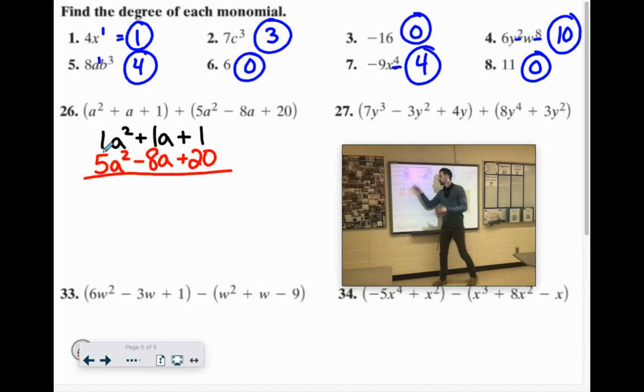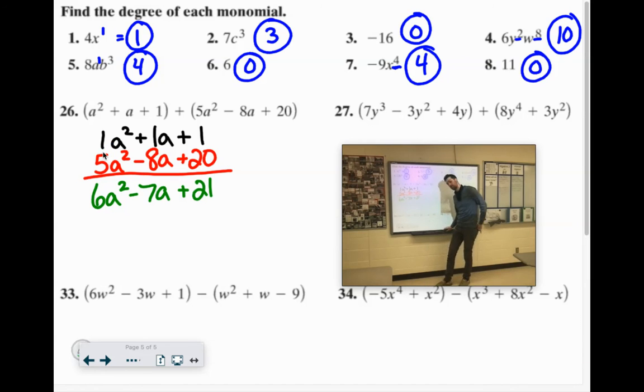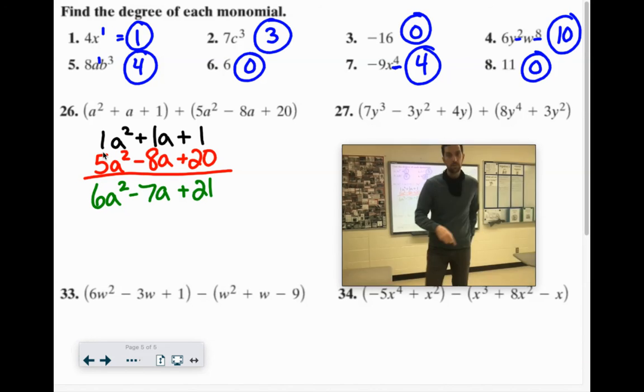So now we can just go straight down with it. 1a squared plus 5a squared would be 6a squared. 1a minus 8a would be negative 7a. And 1 plus 20 would be 21. We'll stop it there for this vid and continue on the next one. How's that sound?